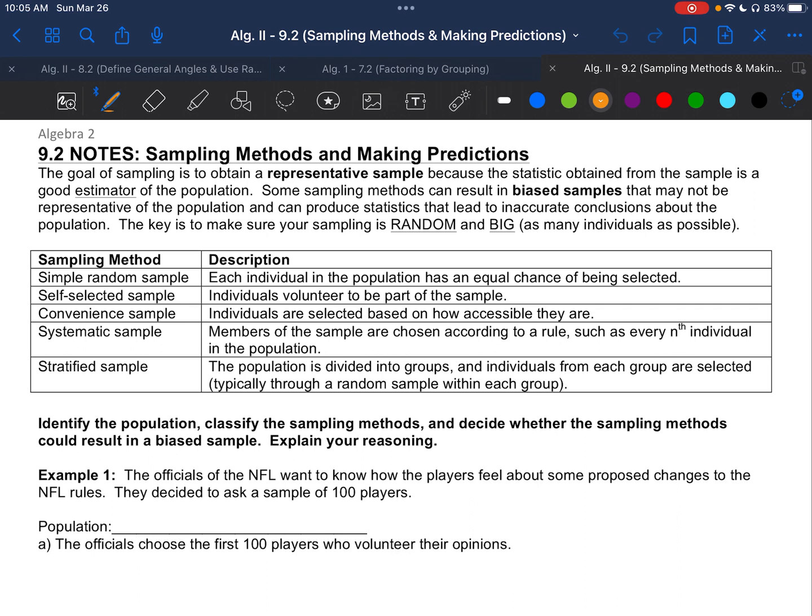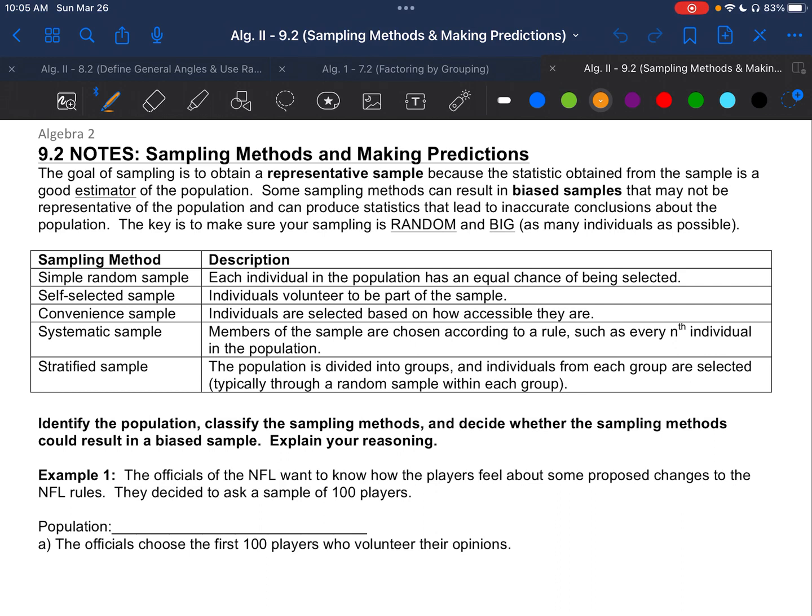So the goal of sampling is to obtain a representative sample, because the statistic obtained from the sample is a good estimator of the population. So essentially you're saying, hey, what's going on with a few of the people, and then expanding that out, saying, okay, what does this look like going on with everyone then?